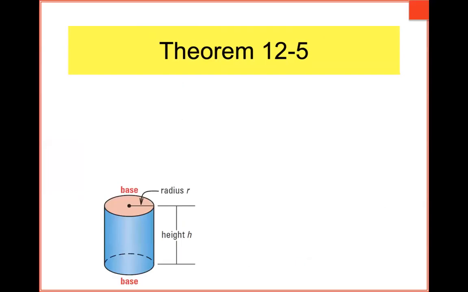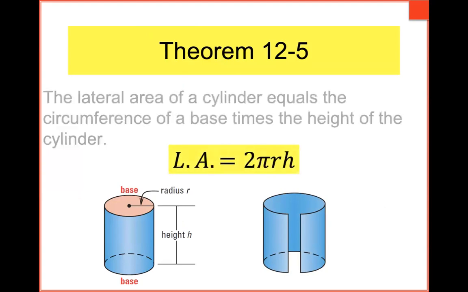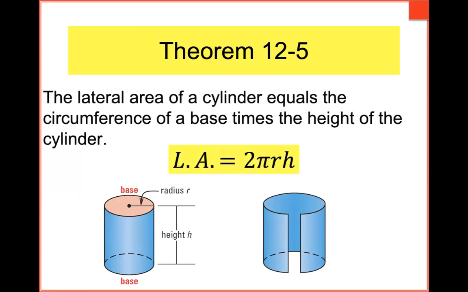So there's our first theorem. Given a right cylinder, the lateral area, or that curved surface right there, which if laid flat is a rectangle, would be 2 pi r h. So the lateral area of a cylinder equals the circumference of its base, that's 2 pi r, times the height of the cylinder.